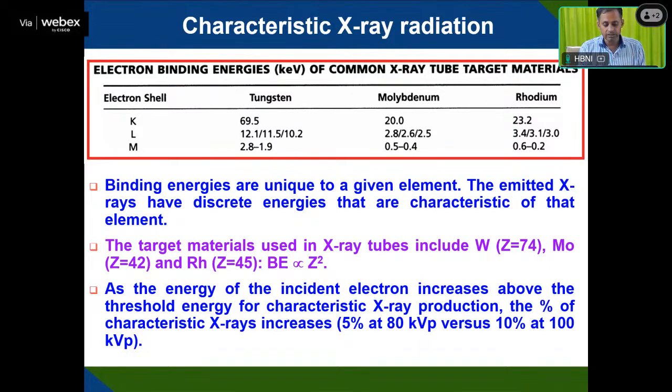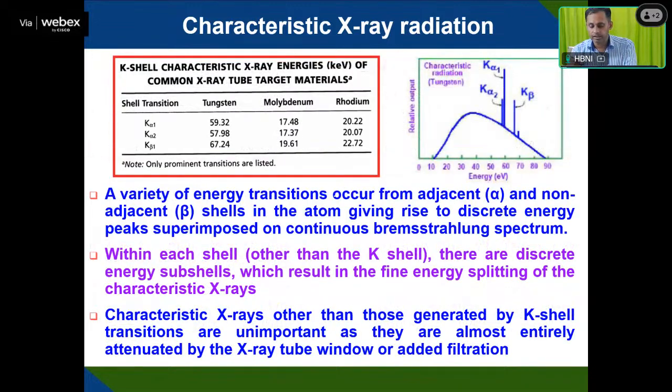So binding energy is unique to a given element. Since each element has a particular binding energy, the emitted X-rays have a discrete energy that is also characteristic of that element. So the K alpha or K beta that we get is characteristic to that particular element. It depends upon binding energy, which is proportional to Z square. So then you can see here that K alpha, K beta, and K gamma will be produced.